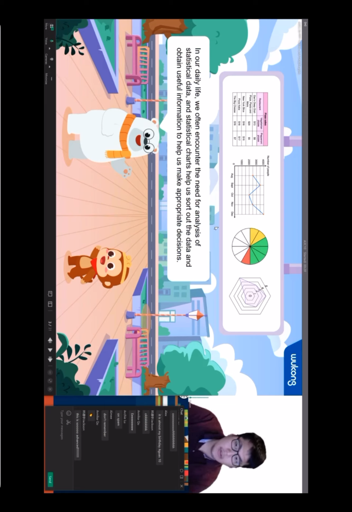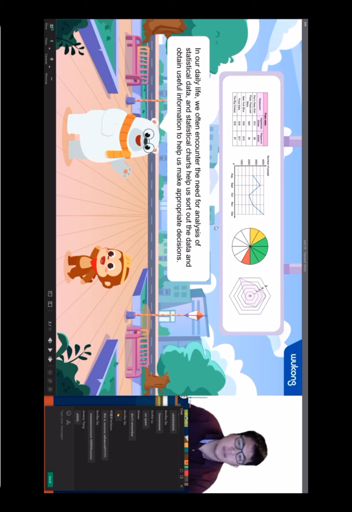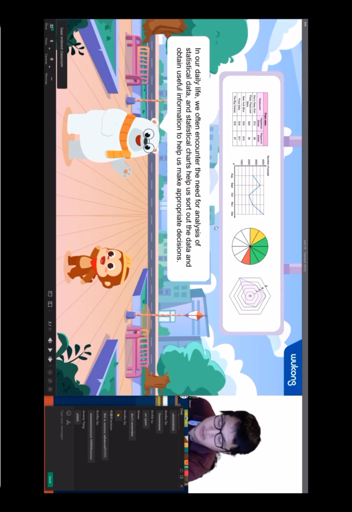Because in our daily life, we often encounter the need for analysis of statistical data and statistical charts, and because it actually helps us to sort out data and obtain very useful information to help us make appropriate decisions. So all of these graphs, guys, help us to make good decisions.